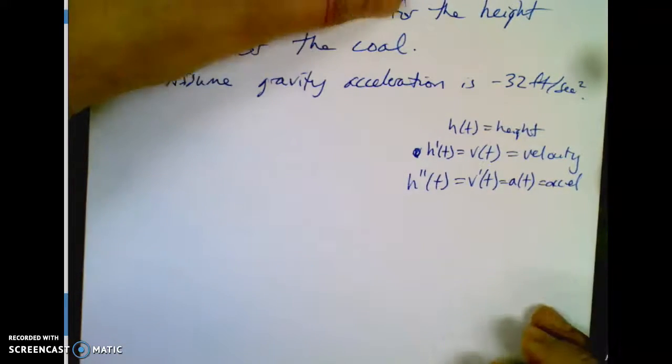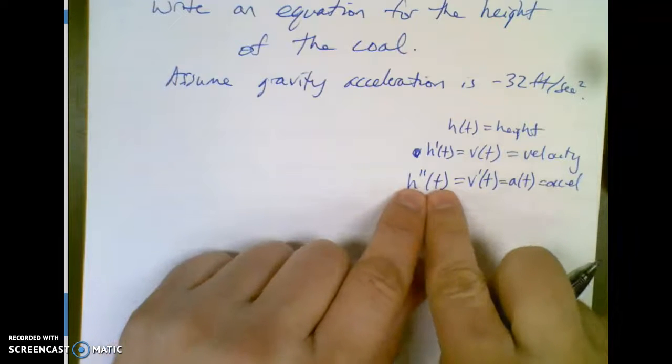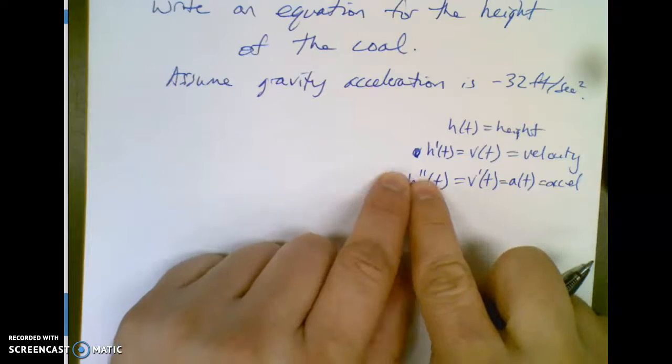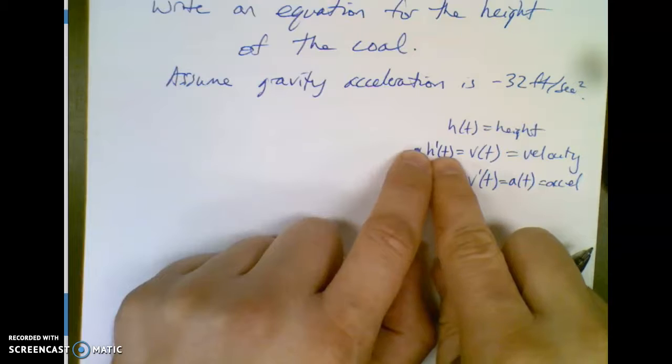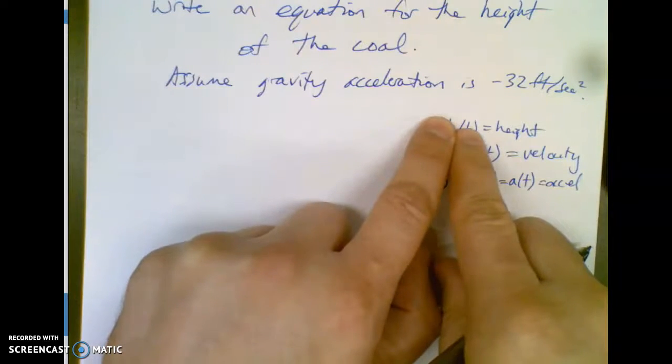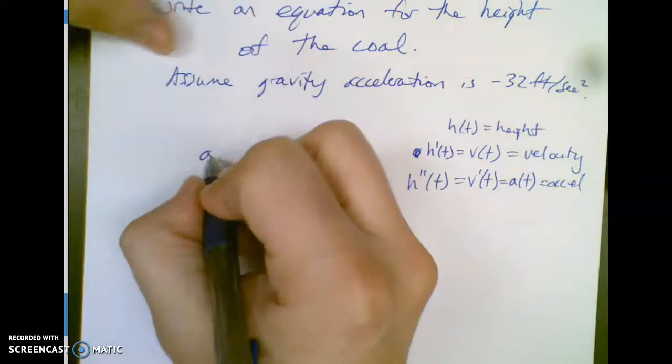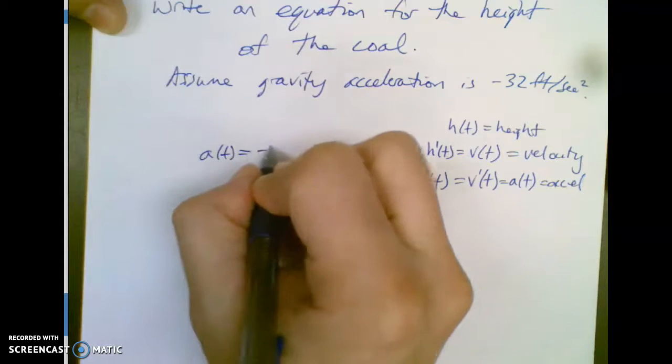Well, what's that mean? Well, if I start with acceleration, I'm starting with h double prime, and I can take the integral to go back to velocity, and I can take the integral of that to go back to height. So I really only have to start off with this.